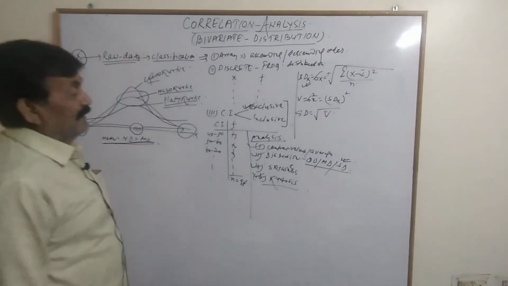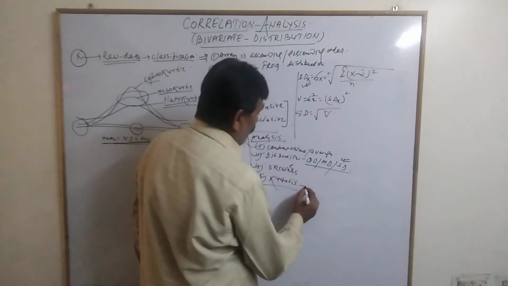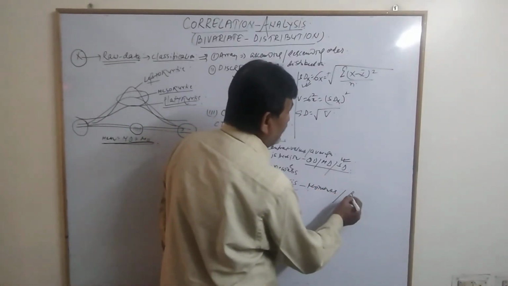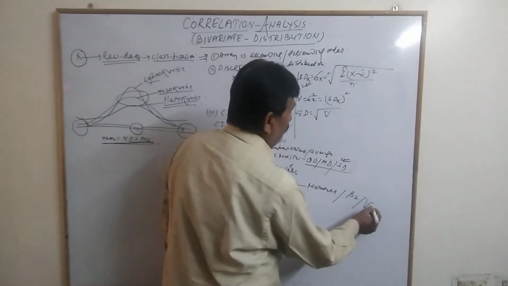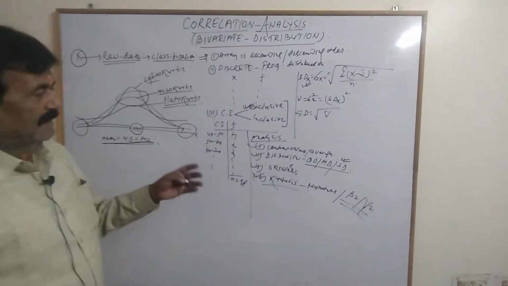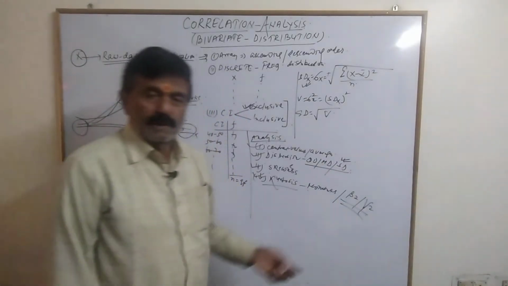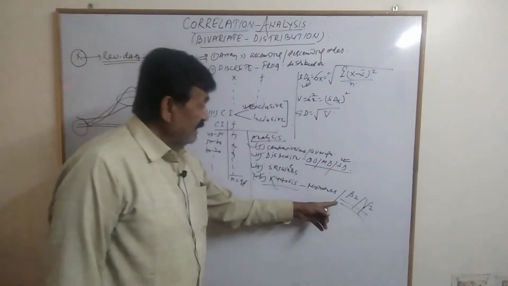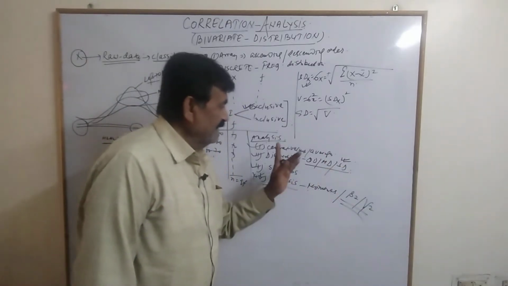We have various measures of kurtosis based on moments, and there we calculate beta 2 and gamma 2. That, if essential, I will explain in another class: where beta 2 comes from, where gamma 2 comes from, and what the different interpretations of beta 2 and gamma 2 are, and this is derived from moments.